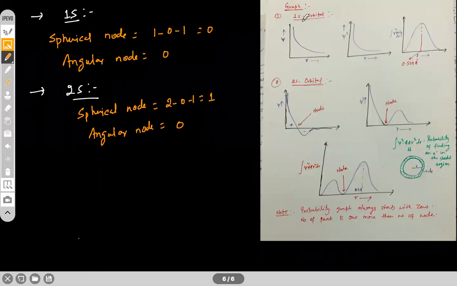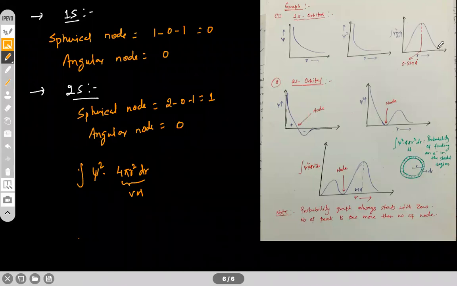You see, for the 1s orbital, we have the graph of psi versus r, psi square versus r, and psi square 4 pi r square dr. You see this term here. Psi square, if you remember, is the probability per unit volume. If you multiply it with 4 pi r square, which is the surface area, into dr, this term becomes the volume. So the integration of this represents the probability. So this axis is probability and this is the distance from the nucleus.